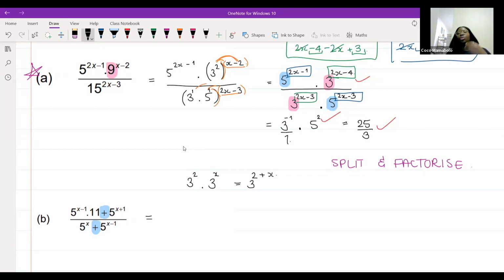Now, what I'm going to do is I'm going to do this in the opposite direction. I'm now going to take 5 to the power of x minus 1, and I'm going to split it into 5 to the power of x multiplied by 5 to the power of minus 1, times 11 plus, now I'm going to do the same thing with the 5 to the power of x plus 1. I'm going to split it into 5 to the power of x multiplied by 5 to the power of 1.